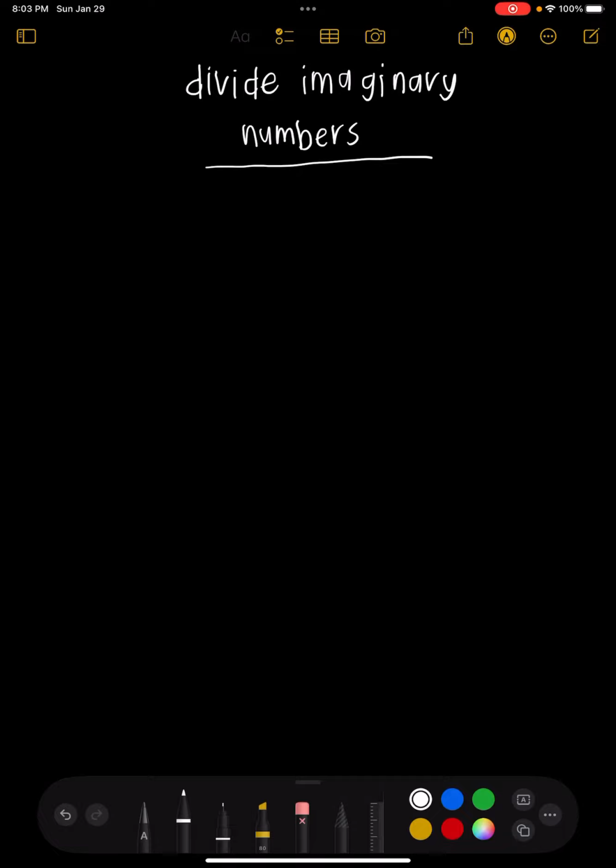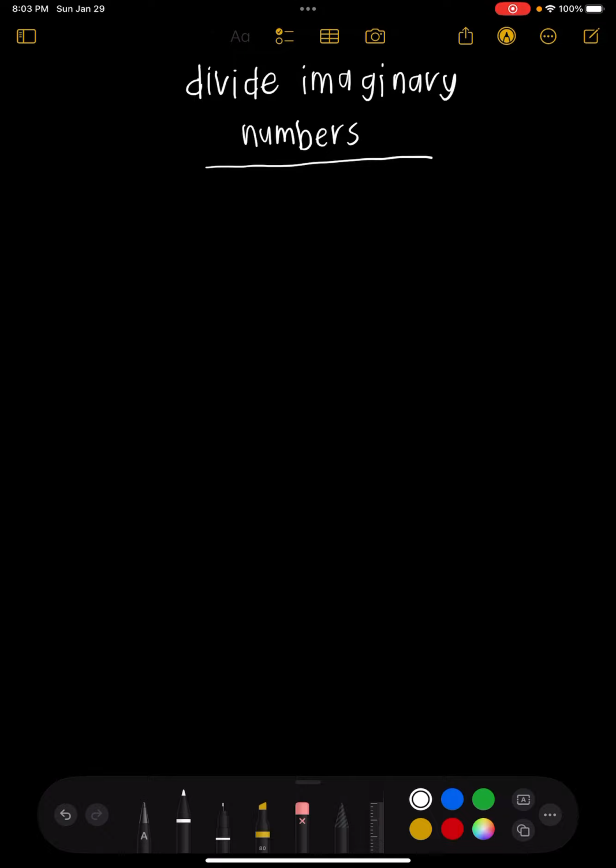Hi everyone, so now we're going to talk about how to divide imaginary numbers. When we divide imaginary numbers, the one big rule is that we can't have any imaginary numbers on the bottom of a fraction. And so what we have to do is something called rationalizing the denominator. When we rationalize the denominator, that just means that we're going to change the denominator in such a way that all of the imaginary numbers are gone.